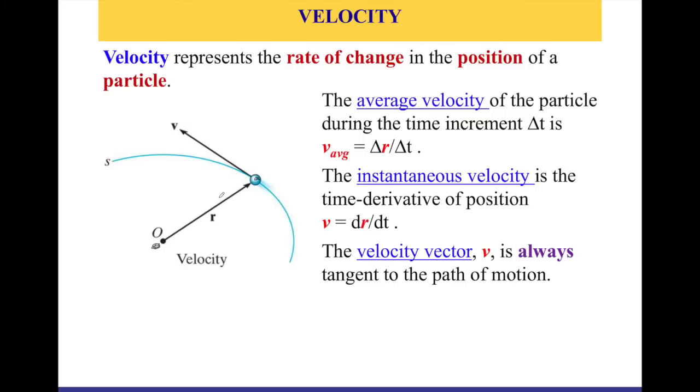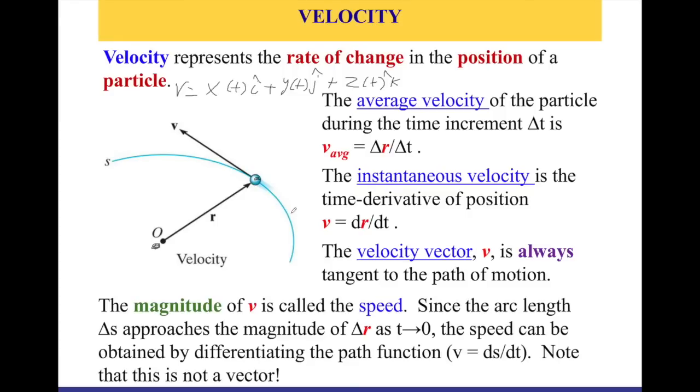And remember, r is going to be something like this: r equals x of t i plus y of t j plus z of t k. So you will be able to differentiate each component with respect to time, and then you will get the velocity. And the velocity vector is always tangential to the path of the motion. That's another important point we need to keep in mind.